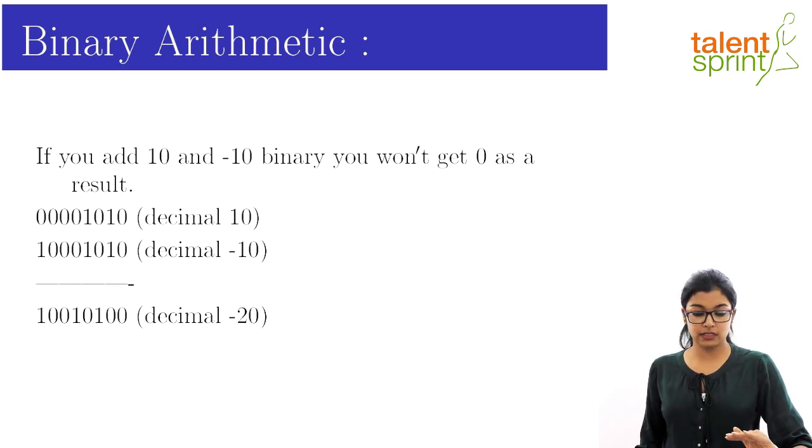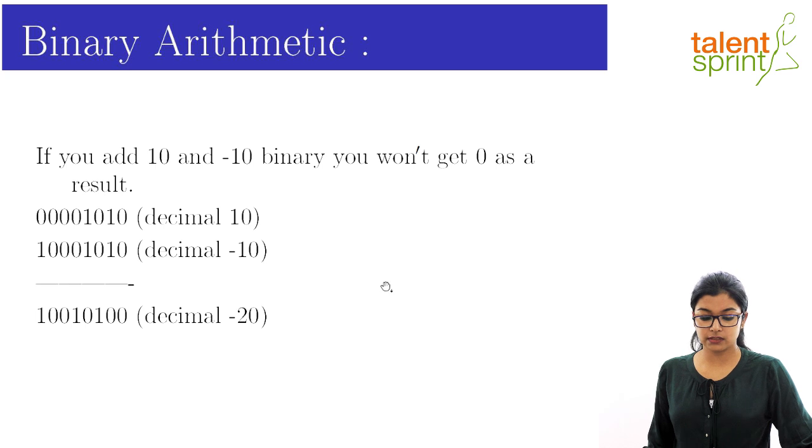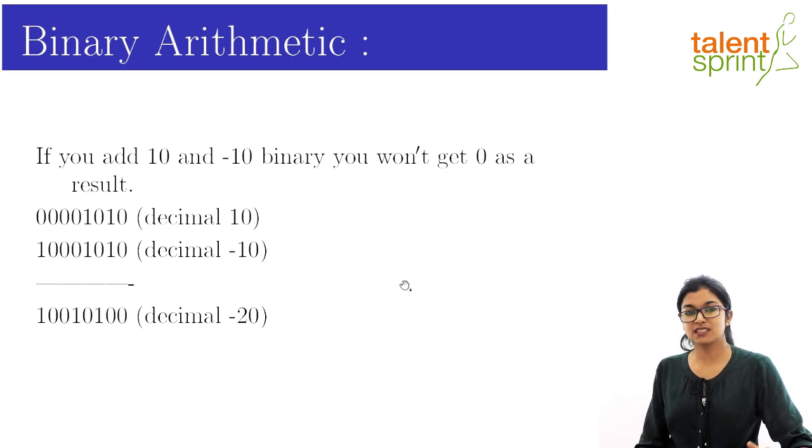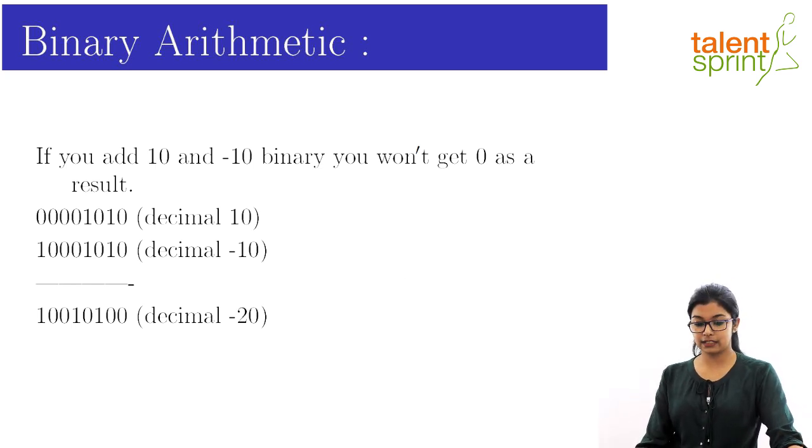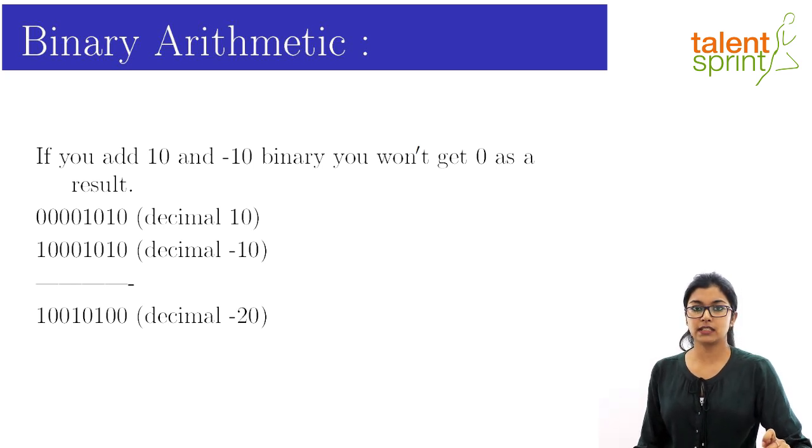So I hope you know the addition. 0, 0 gives 0. 1 and 1 when you add, it gives 0 and a carry of 1. Then again 0 and 1 will come out to be 1. 1 and 1 will give you 0 with a carry of 1, and so on. So the final number that you got here is minus 20, which is totally incorrect. So the computer should be able to do these mathematical calculations correctly.